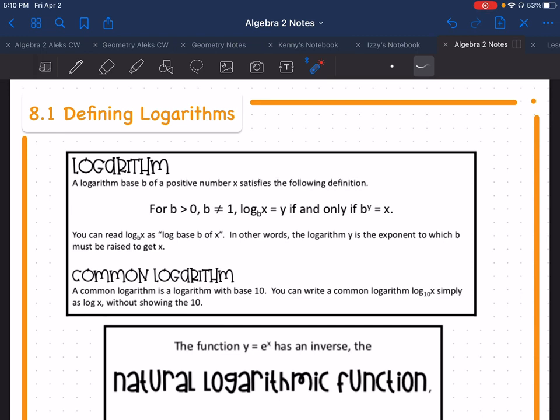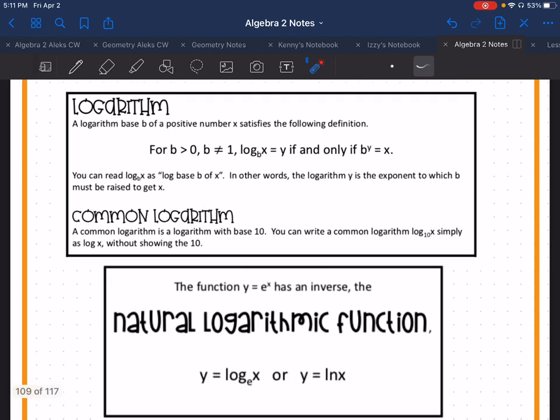We read this as log base b of x. In other words, the logarithm y is the exponent to which b must be raised to get x. There is a common logarithm, which is a logarithm that has base 10. You can write a common logarithm like this, but we more simply see it written as simply log x without showing the base 10.